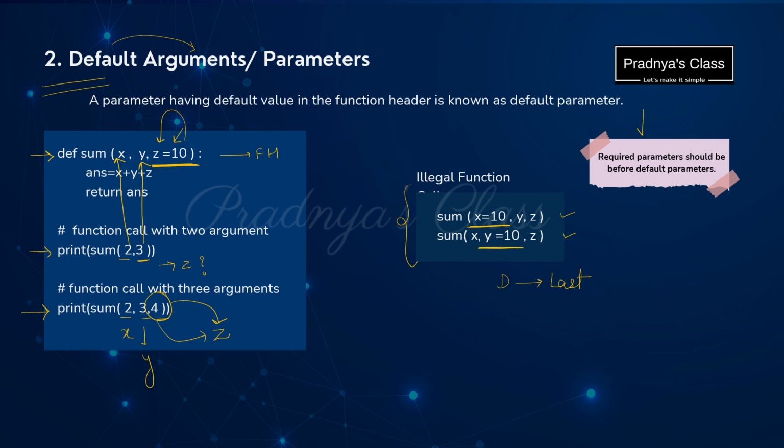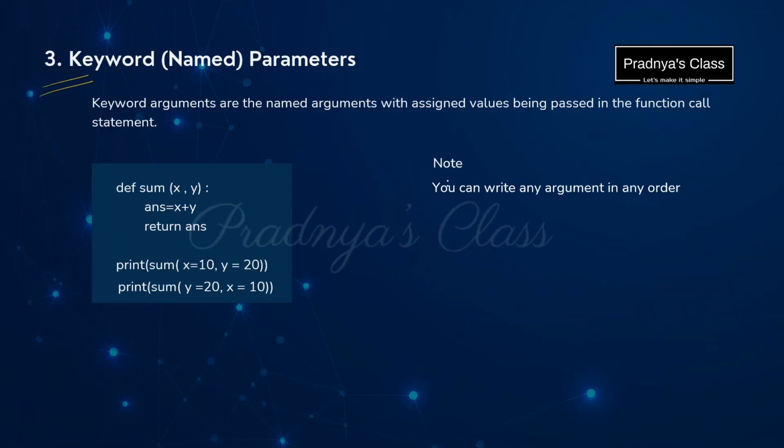So here is the note. Required parameters should be before the default parameters. That's why in the function header we have specified this default argument at last. Here is the third type of parameter. It is known as keyword or named parameter. In this case, when we call the function, we will be passing the value with their name. That's why it is called a named parameter.